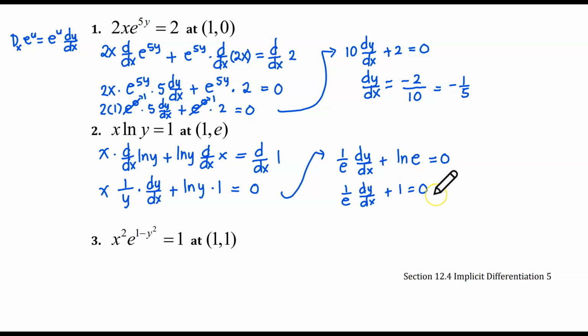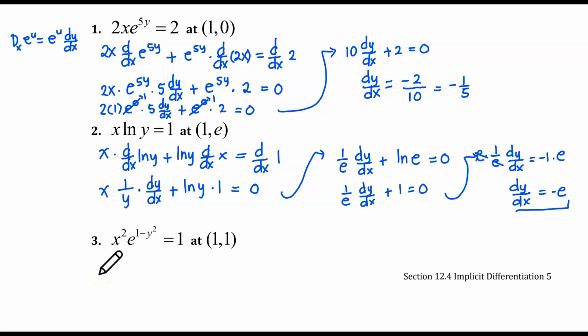Then you can transpose this to the other side of the equation. That gives you 1 over e dy/dx equal to negative 1. Then you multiply both sides by e to cancel e. So therefore dy/dx is just equal to negative e.